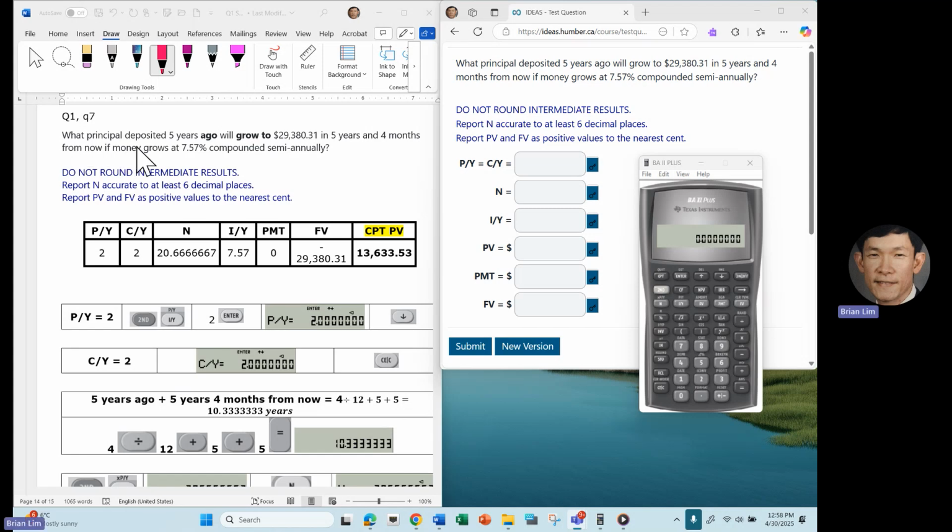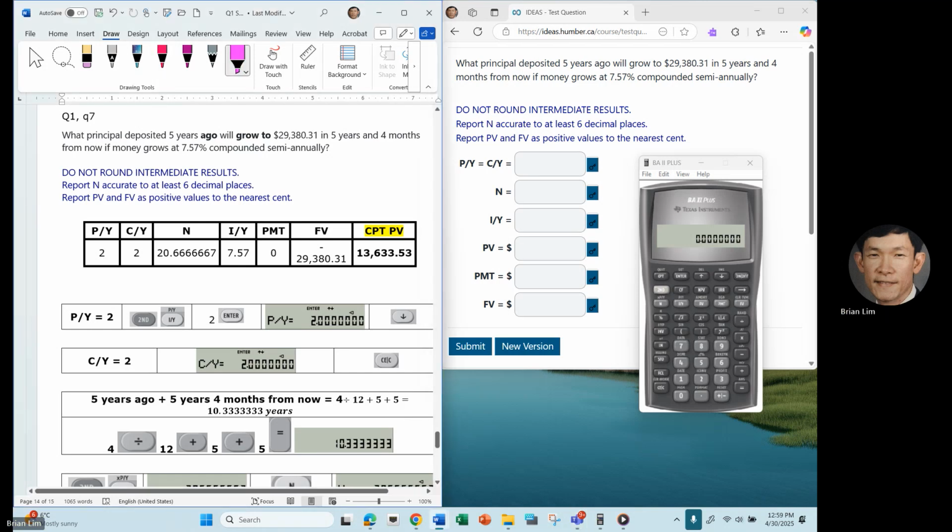Okay, let us have a look at this question. What principal deposited 5 years ago will grow to $29,380.31 in 5 years and 4 months from now if money grows at 7.57% compounded semi-annually? Now we have to look at the information, and here you go, 5 years ago and 5 years and 4 months from now.